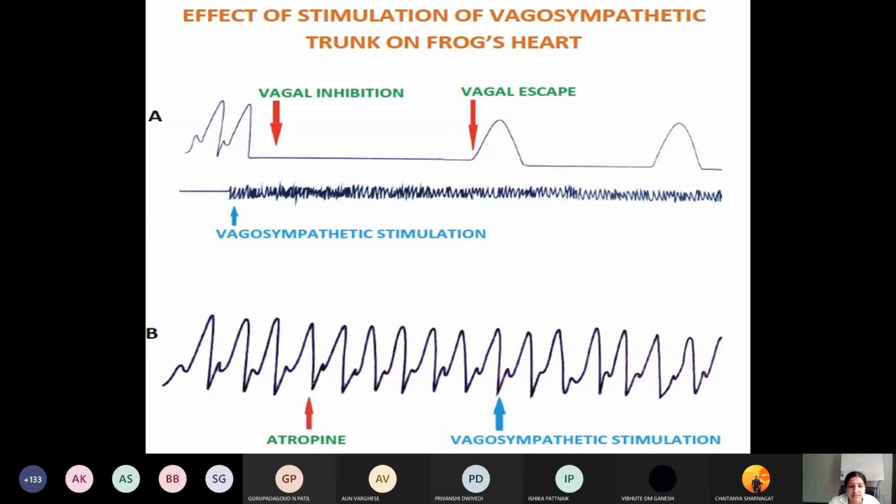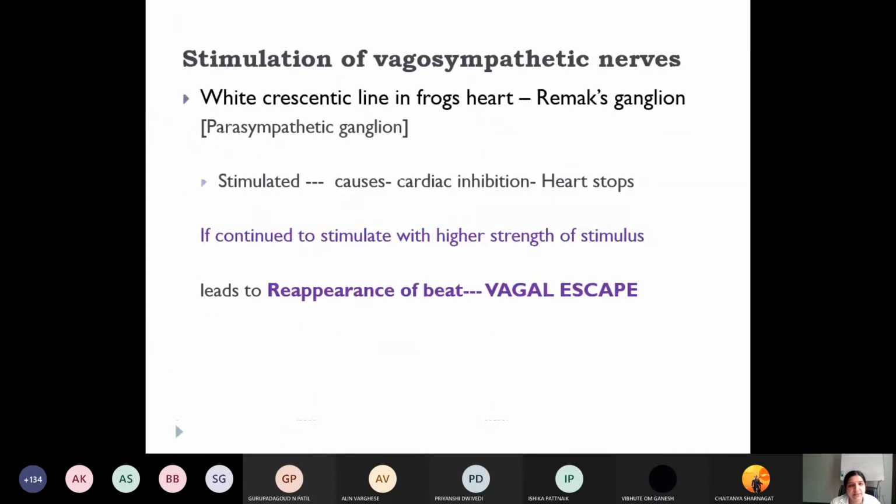So here I will not explain this part now. Only atropine and vagosympathetic stimulation: when you apply atropine to the ganglion and stimulate the vagus nerve, the heart will never stop here, right? There is no vagal inhibition observed when you apply atropine or nicotine, right? Because both are blocking the vagus nerve's acetylcholine. That's why the heart escapes from the vagus effect. So now I will explain what is vagal inhibition and what is the physiological basis why vagal escape occurs. We will see that now, right?